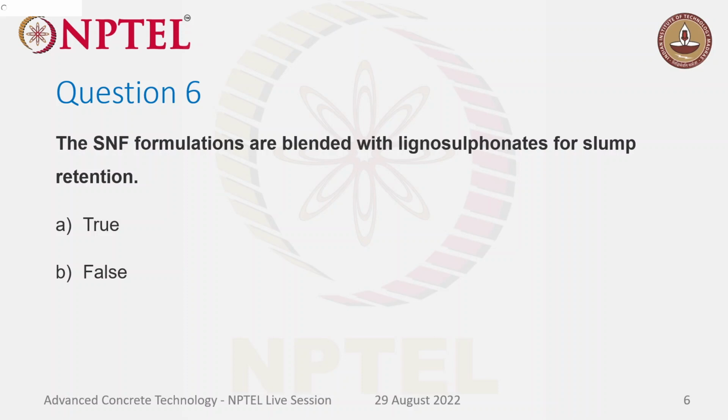Question 6 is a true or false question. I have already launched this question in polls. Please find the question in polls and give your answer. The question is: SNF formulations, sulfated naphthalene formaldehyde formulations, are blended with lignosulfonates for slump retention. Let me start the timer now. SNF is a second generation water reducing admixture, and modified lignosulfonates are used as first generation water reducing admixtures. Here they are saying that SNF is blended with lignosulfonates for slump retention. Is it true or false? Please give your answer in polls.